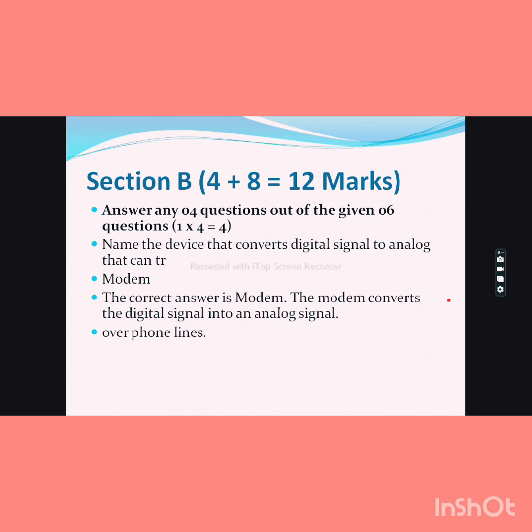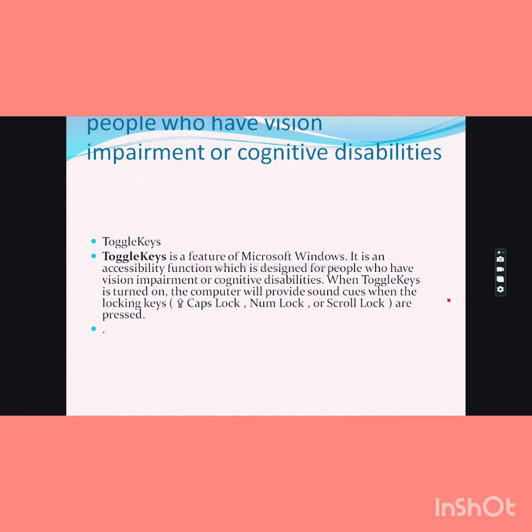So now Section B. Section B is the subject specific. Name the device that converts digital signal to analog signal. The answer is modem. You are aware. The correct answer is modem. Now, what are toggle keys? The question is, which is the feature for people who have vision impairment? Toggle keys. Vision impairment means दिखने में दिक्कत होती है.